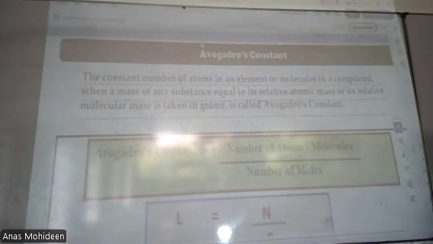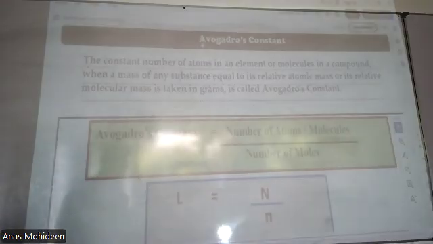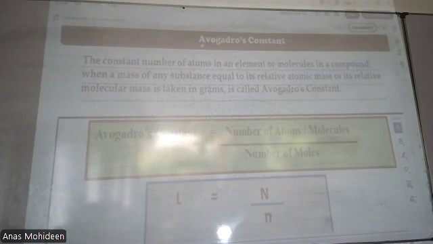The constant number of atoms in an element or molecules in a compound, when a mass of any substance equal to its relative atomic mass or relative molecular mass is taken in grams.